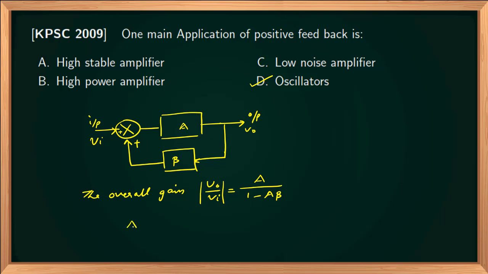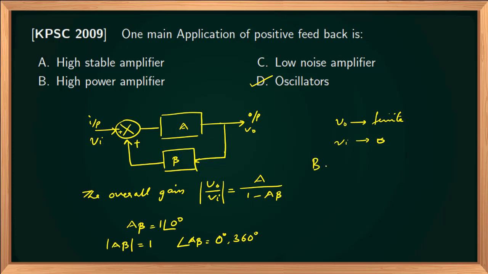At a particular frequency, when A beta becomes equal to 1 angle 0 degree, that means the magnitude of A beta becomes unity and the angle of A beta becomes 0 degree or 360 degree, the denominator of the gain becomes 0. That means there will be a finite V0 even if Vi tends to 0. Under this condition, there will be a finite output when input becomes 0. This condition is called the Barkhausen criterion. So the correct option is option D, that is oscillators.